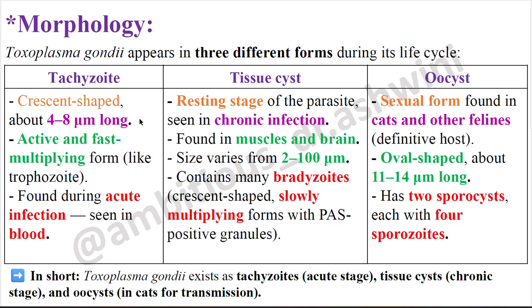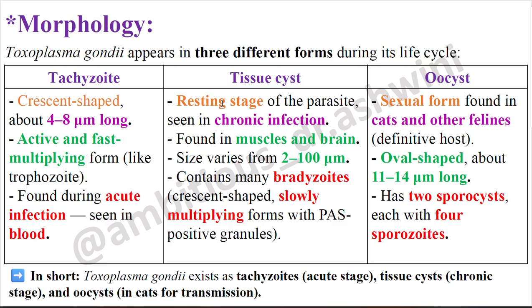Now we will see the morphology. Toxoplasma gondii appears in three different forms during its life cycle, that is tachyzoid, tissue cyst and oocyst. So tachyzoid, it is crescent shaped, about 4 to 8 micrometer long, active and fast multiplying form like trophozoite, found during acute infection, which is seen in blood.